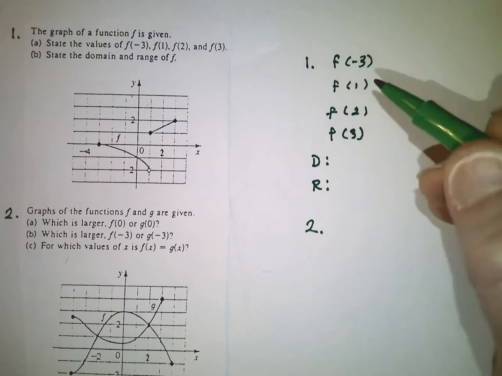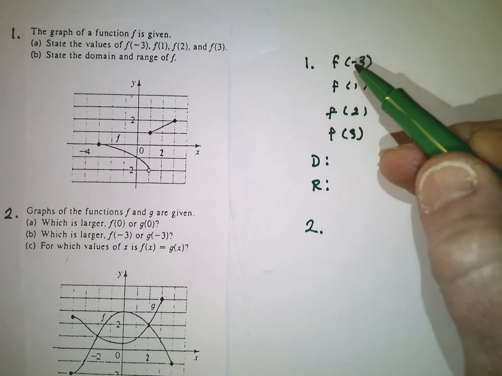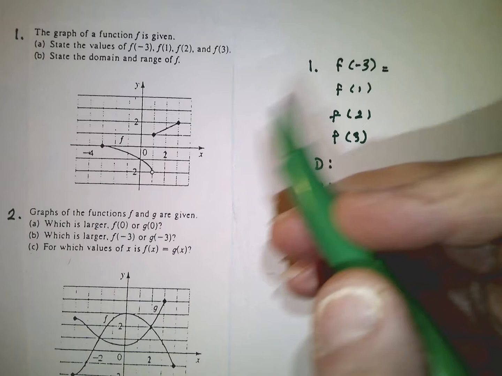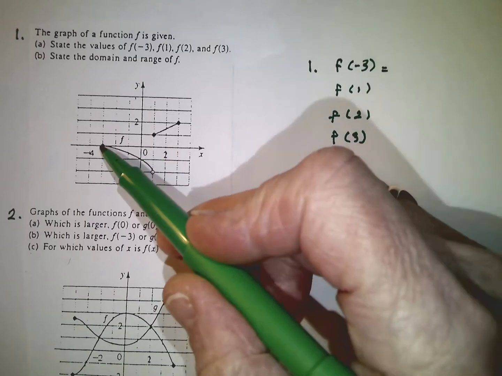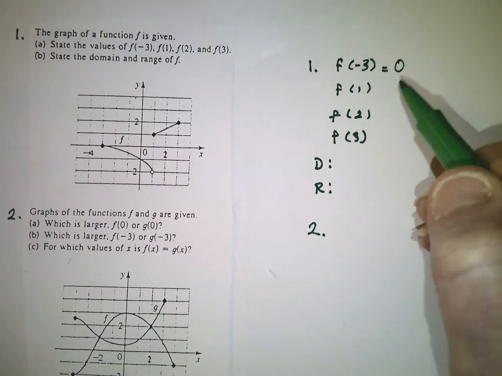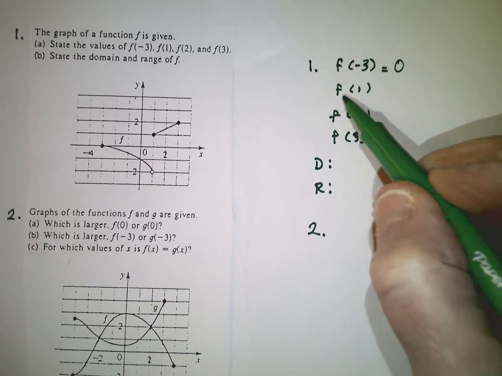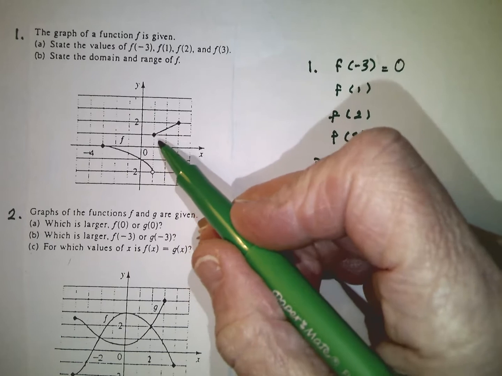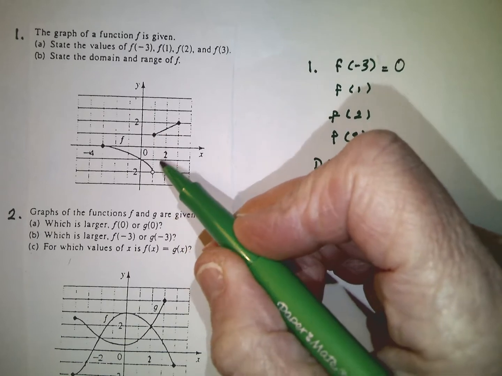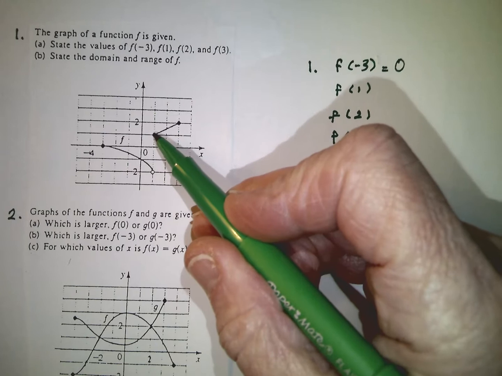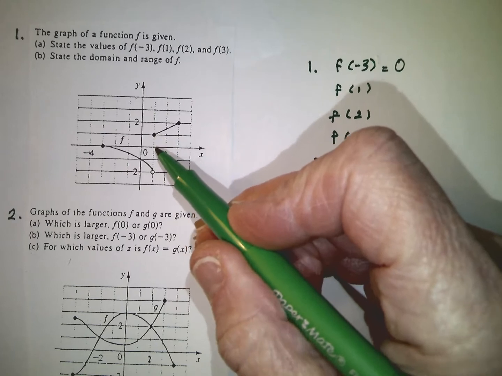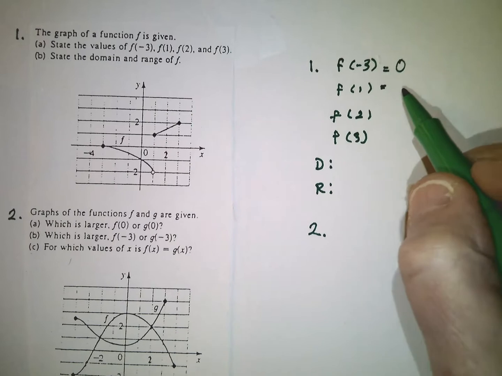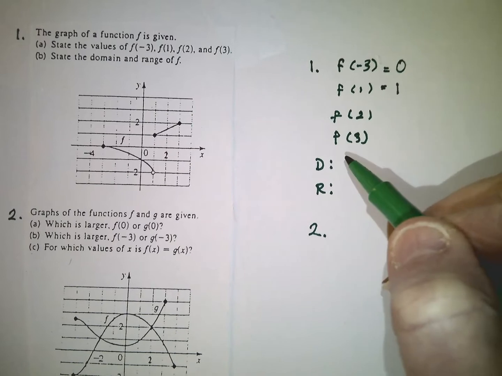F of -3 just means if you put in a -3 for x, what is the y value on the graph? So when we put x equals -3, it looks like y equals 0. The function value at x equals 1. Well, at x equals 1, we got 2 things happening. There's something up here, there's something down here, but we go with the solid dot. That is the answer when x equals 1. So it looks like the y value then would be +1.